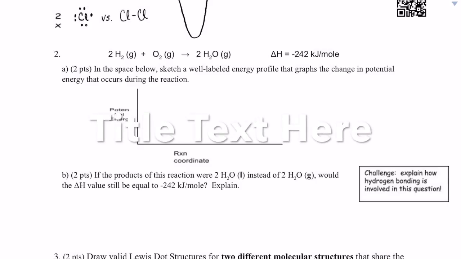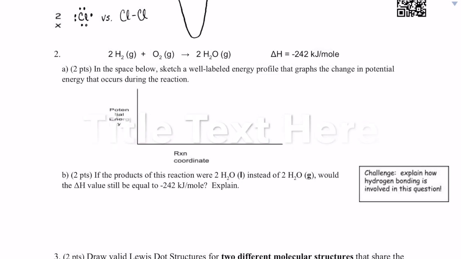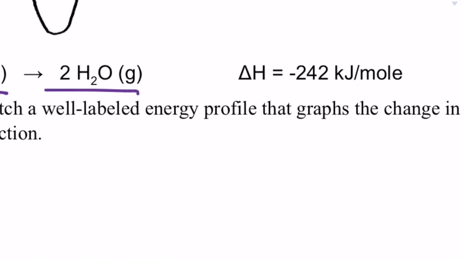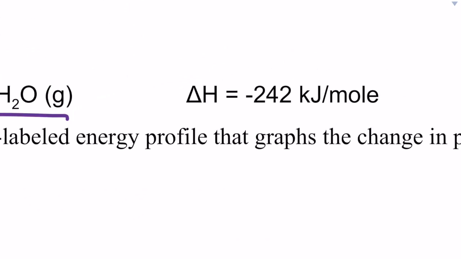For problem 2A, you are asked to sketch a well-labeled energy profile that graphs the change of potential energy that occurs during this reaction. The reaction is hydrogen gas and oxygen gas to form water. The first thing that you need to do in order to draw this energy profile is to decide whether or not this reaction is losing or gaining potential energy. And that is something that we can tell by looking at the delta H value.